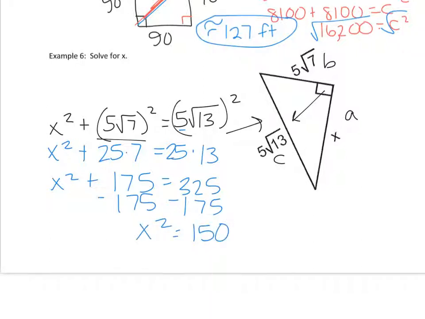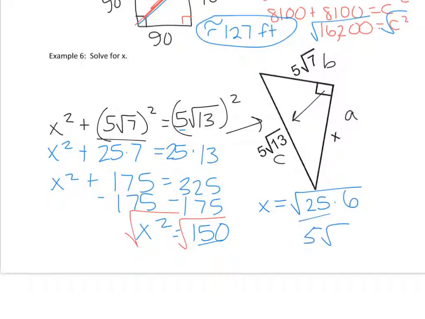And now I'm going to break down the square root of 150. In this case, normally with the quadratic I would do plus or minus, but since we're talking about a distance, I'm not going to do plus or minus. So x equals the square root of 150, which is 25 times 6. So it's 5 root 6 is your answer.